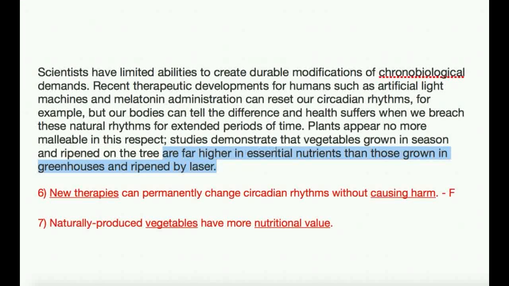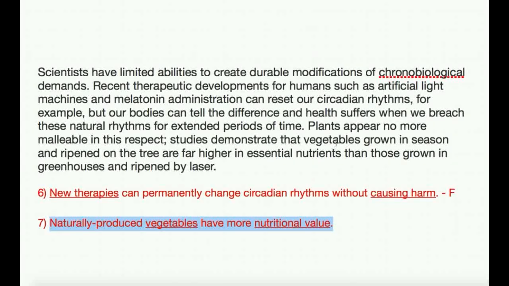So it's saying vegetables grown and ripened on the tree, so naturally produced vegetables, are far higher in essential nutrients than those grown in greenhouses and ripened by laser. So that means the artificially grown ones, because it's in greenhouses or using lasers. So that means this does agree with this statement, because naturally produced vegetables have higher nutritional value than those that are grown artificially. So the answer to this one is true.